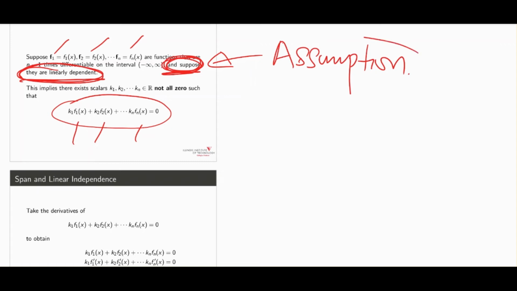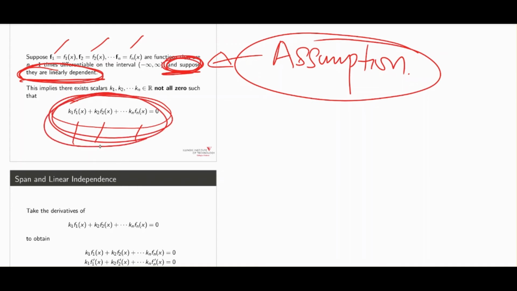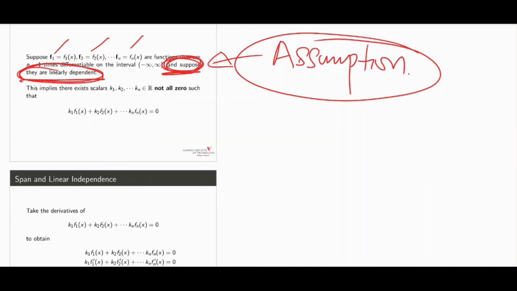They are dependent. That's our hypothesis, our assumption, which means if you set up these equations, k1, k2, all the way to kn, they are not all 0. Some of them can be 0, okay, but they are not all 0 because they're dependent, all right? Dependent means not independent. So these k1, k2, kn are not necessarily all 0.